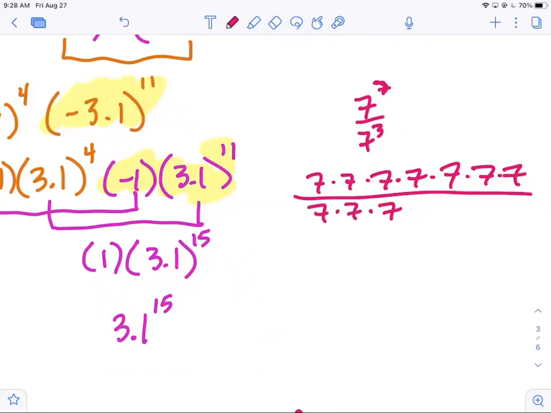Now, if there's a 7 factor in the top and a 7 factor in the denominator, they can do what with each other? Divide out. Yeah, they can divide out. Now, you could do them one at a time, or you could do them in one swipe. Boy, look at that. And now you count up how many are left, because this is 1 times 1 times 1, which is 1, times 7 to the 4th. So that's how we can generate that rule.